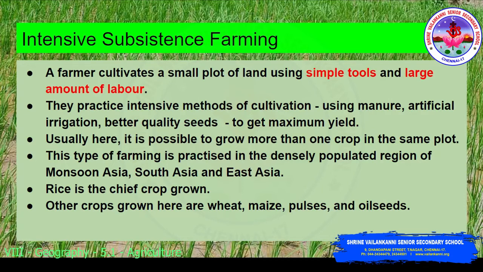So usually it is possible to grow more than one crop in the same plot, the same area where they want to cultivate. This type of farming is practiced in densely populated regions, Monsoon Asia, South Asia and East Asia. Here rice is the chief crop grown. Apart from that, wheat, maize, pulses and oil seeds are also grown. So this is intensive subsistence farming.